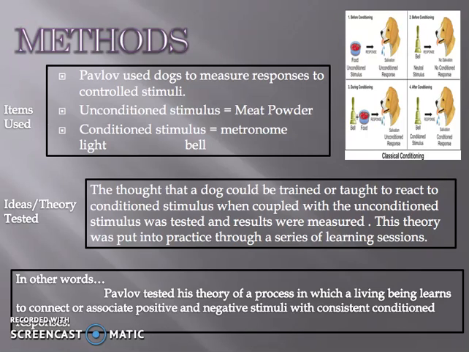In this experiment by Pavlov, he used the following items: dogs to measure responses to controlled stimuli, unconditioned stimulus of meat powder, and conditioned stimulus of a metronome, a light, and a bell. Pavlov was testing his idea and theory that a dog could be trained or taught to react to the conditioned stimulus when coupled with the unconditioned stimulus, and results were measured. This theory was put into practice through a series of learning sessions.